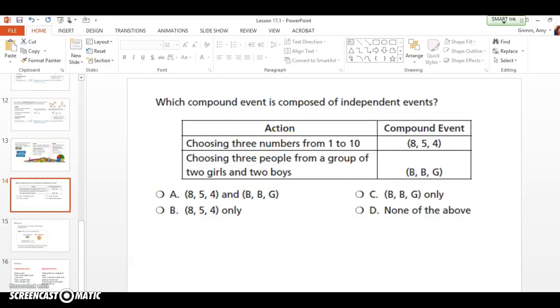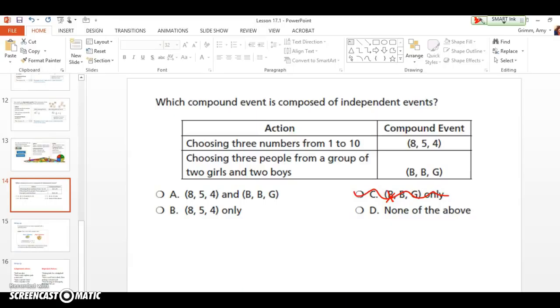Sophie? You think it's C? So independent. Independent means each one can't affect the other one, right? So remember that's if I choose, so I have 3 people from a group, 2 girls and 2 boys. So if I pick a boy first, what happens then? Then he's out of the group, right? Okay, so this one does not work. All right, very good.